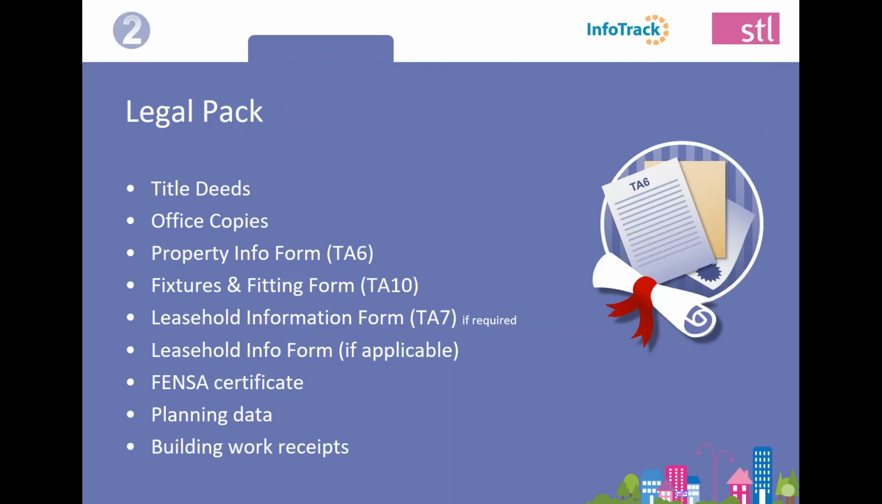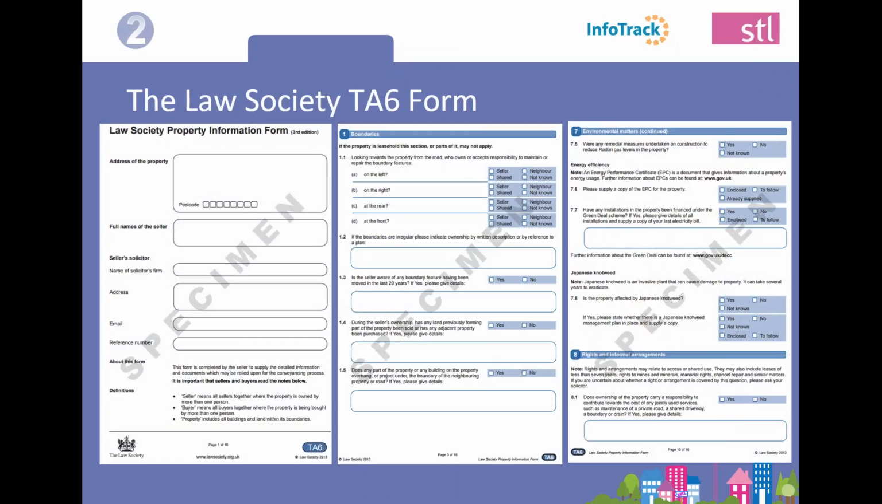So let's move on to the legal pack. We saw earlier a copy of the deeds and the office copies, and these are the other forms that are involved in that legal pack. Let's look at those in a bit more detail. This is the TA6 form. So this is given from the seller's conveyancer to the seller to complete.